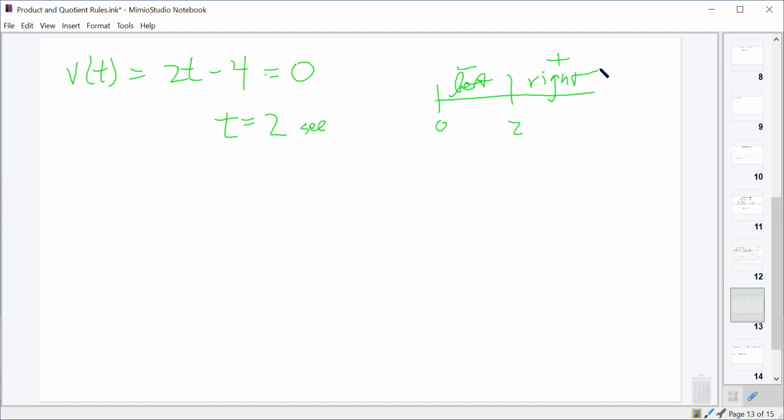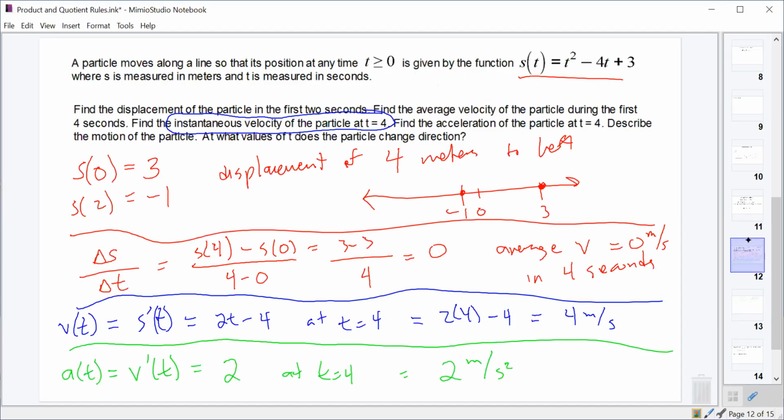So if we were trying to describe the motion of the particle, we'd say, well, from t equals 0 to t equals 2, it's moving to the left at a constant acceleration of 2 meters per second squared. At t equals 2, it stops because it has a velocity that is 0, changes direction, and moves to the right for the rest of its domain. Good or no? Good. Cool.